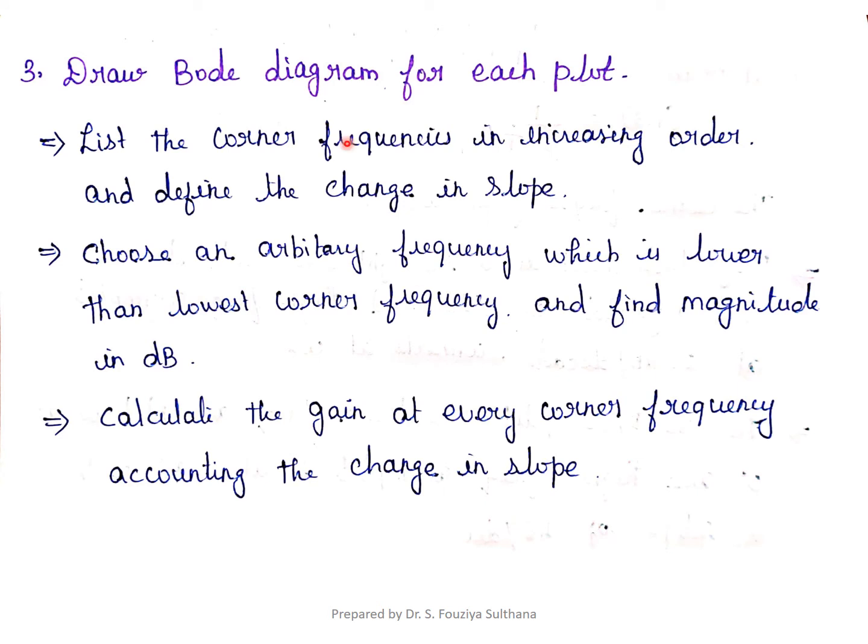The next step is to draw the magnitude and phase plot for each constituent plot. For that, the steps to be followed are: first, list the corner frequencies in increasing order and define the change in the slope. Then choose an arbitrary frequency which is lesser than the lower corner frequency and find the magnitude in dB. And then calculate the gain at every corner frequency accounting for the change in slope.